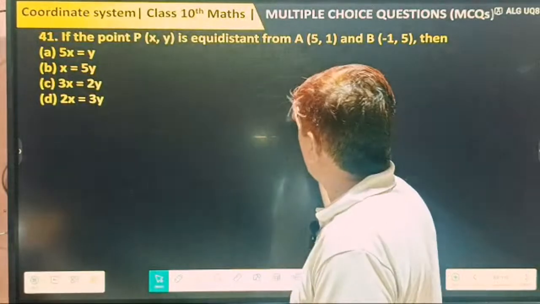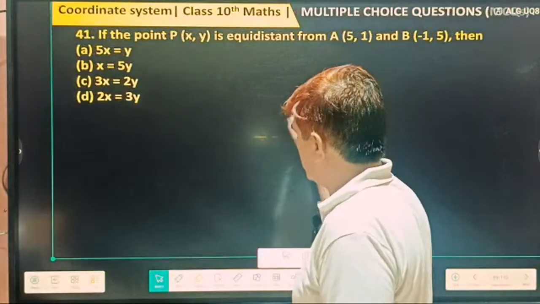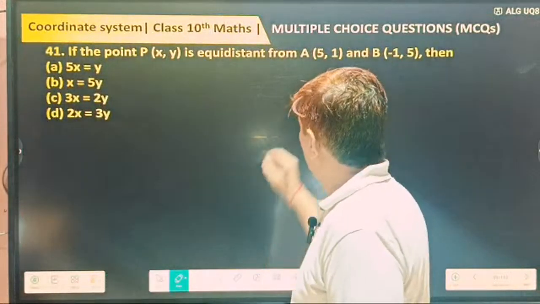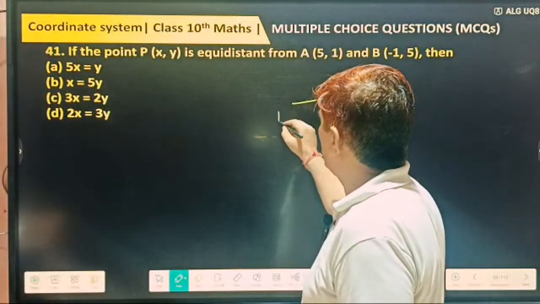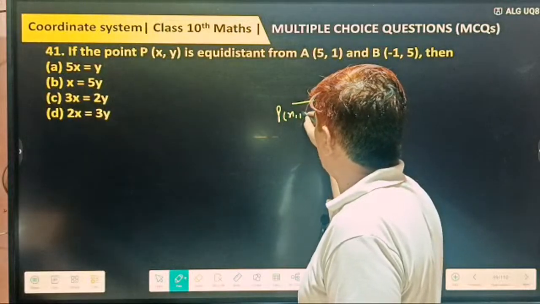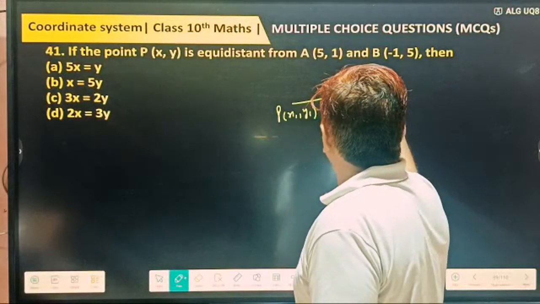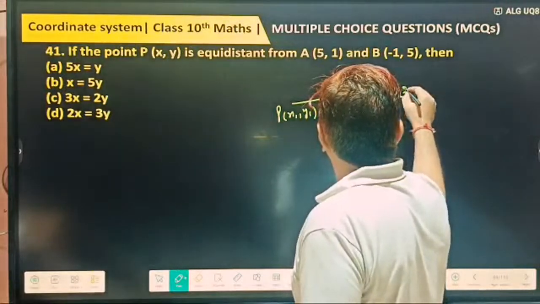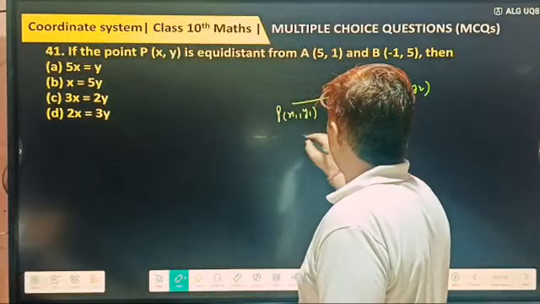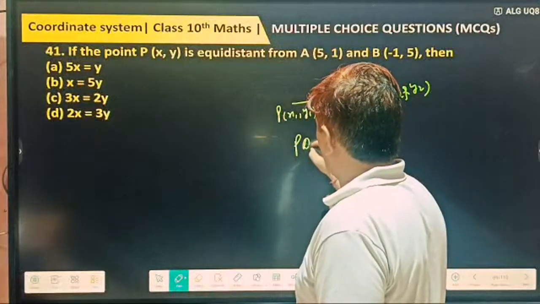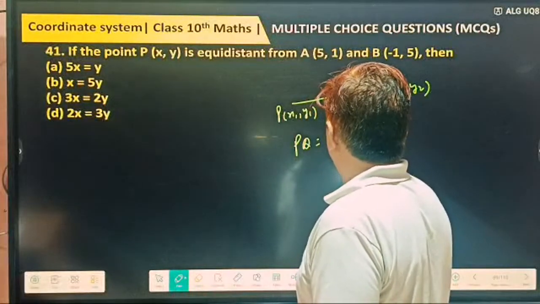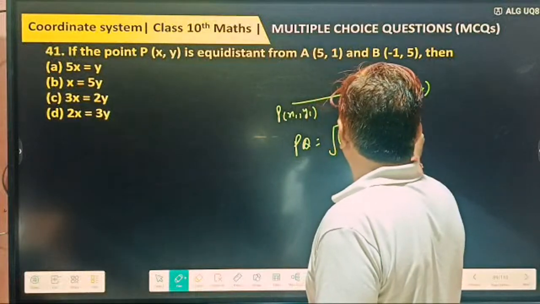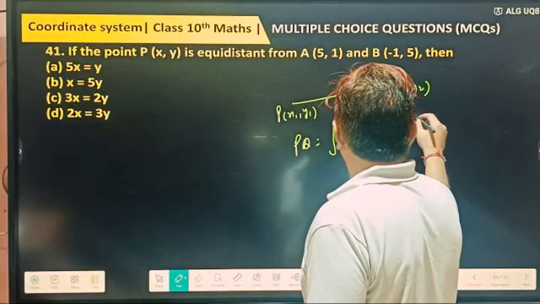One is to find out the distance between two points. If we have to find the distance between these two points, PQ, whose coordinates are x2, y2, then distance PQ is equal to under the root x2 minus x1 whole square plus y2 minus y1 whole square.